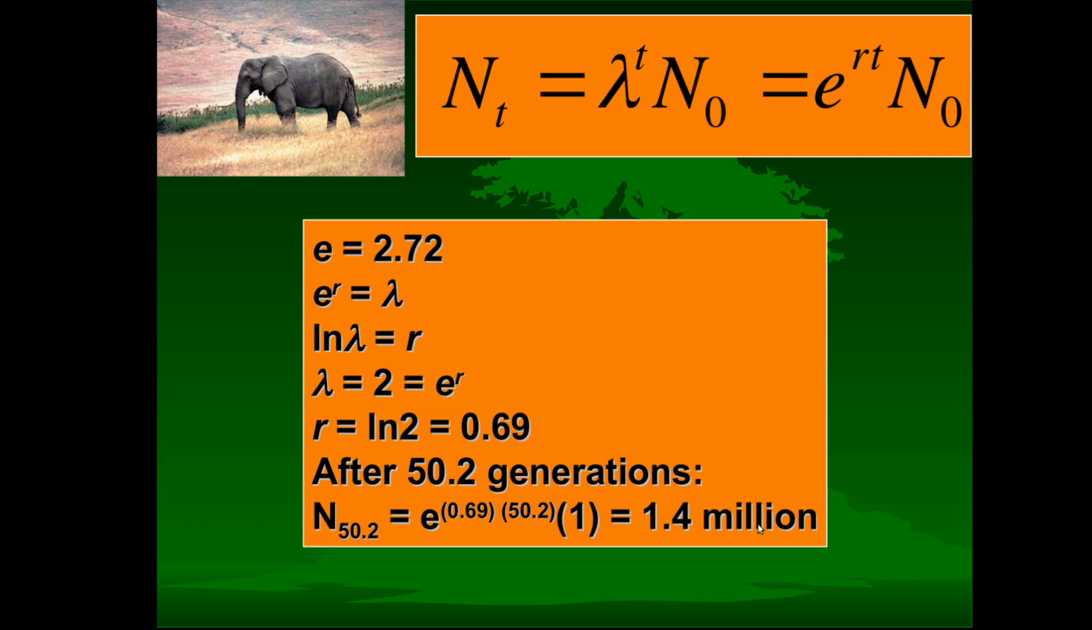So we can also use this continuous equation, the e form, to calculate n after some fractional number of generations. Let's say, just for the fun of it, 50.2 generations. Then n is equal to e to the 0.69 times 50.2 times n at time 0, which is 1 female elephant. And that's equal to, and this is wrong in this slide, it should be 1.1 quadrillion, that's times 10 to the 15 elephants.